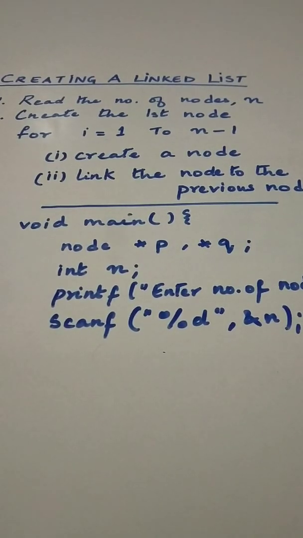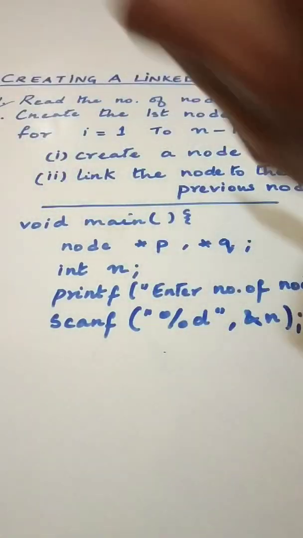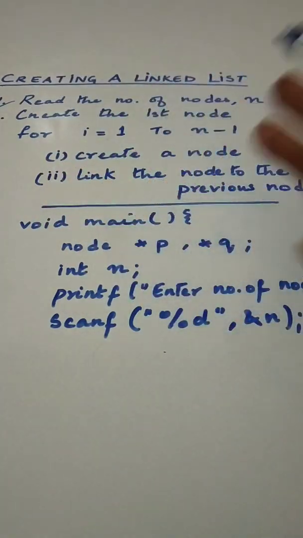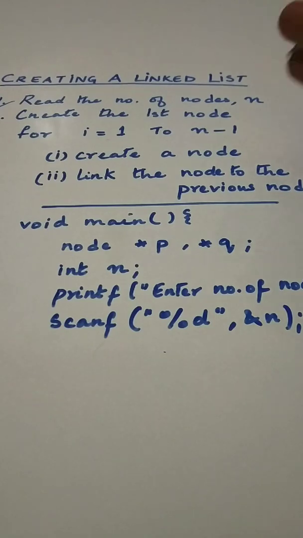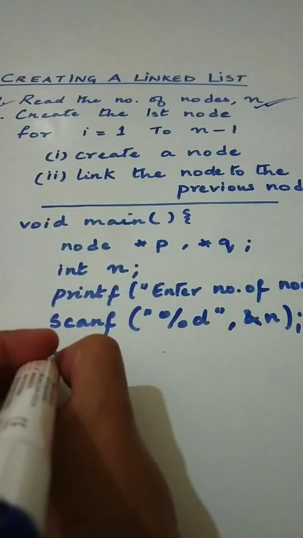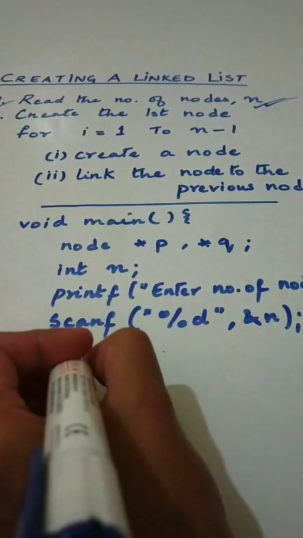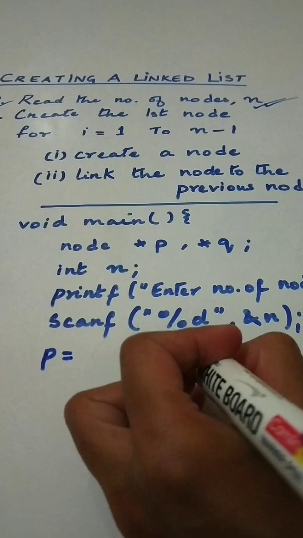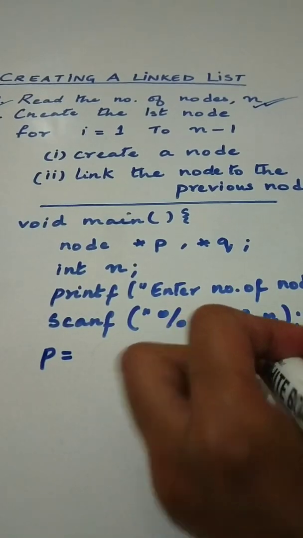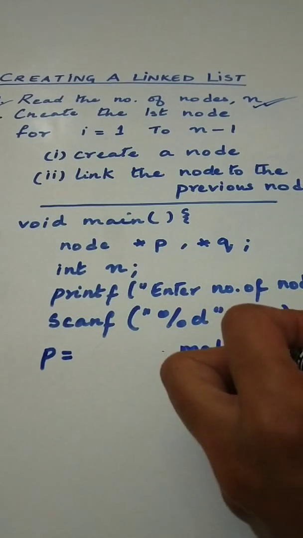Then after this, what is the next step to be done? Step number 1 is done through this. Then next is step number 2, create the first node. So this is done. Now I will create the first node. To create the first node, I will take this particular pointer P, and if you remember, I will allocate memory to this using malloc.